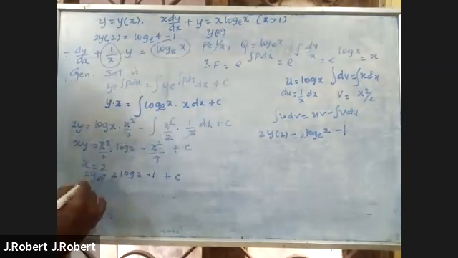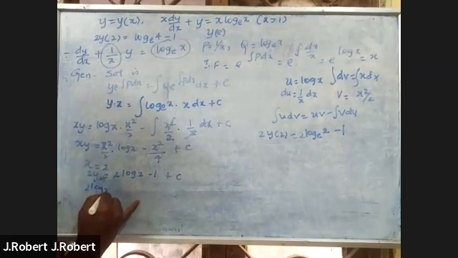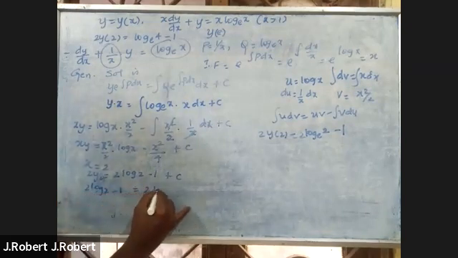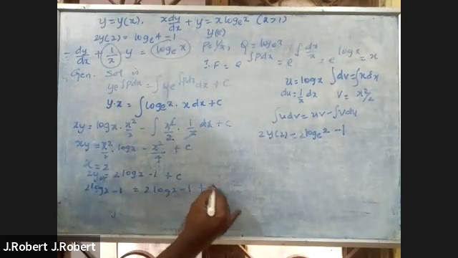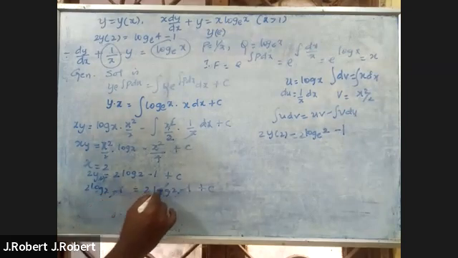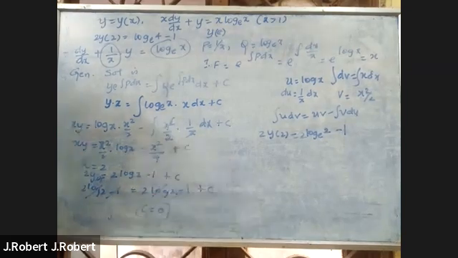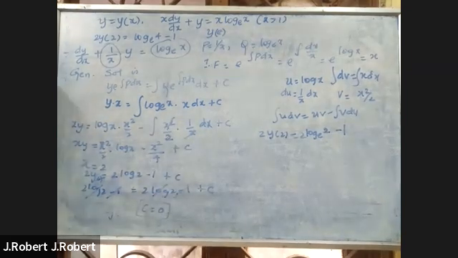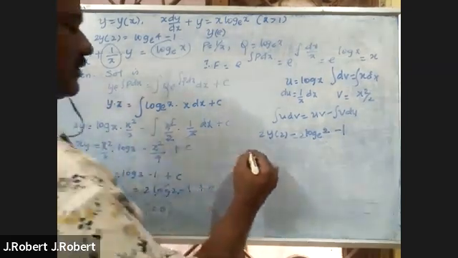2 into y of 2 is equal to 2 log 2 minus 1 is equal to 2 log 2 minus 1 plus c. Minus 1 cancels, 2 log 2 and 2 log 2 cancel. Therefore, c is equal to 0. The question is, what is y of e? From here we can find y.